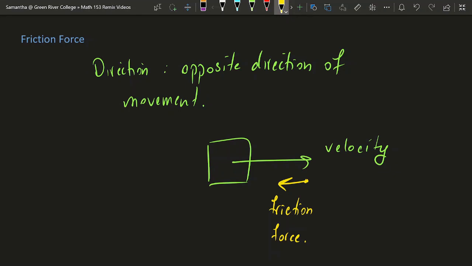Now, the length, the magnitude, the strength of friction force depends on a lot of different variables. If you're dealing with a surface or an object that's really slick, then your friction force is going to have a low magnitude. But if you're dealing with an object that's really tacky or coarse, that's really going to work hard to slow down objects, then your friction force is going to have a large magnitude.